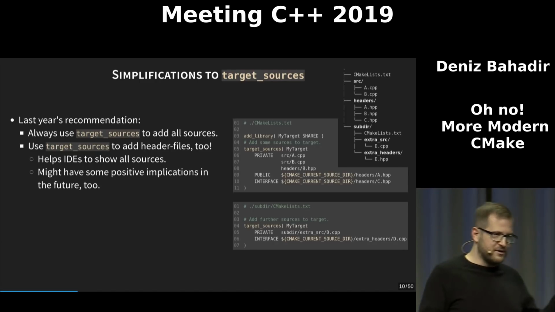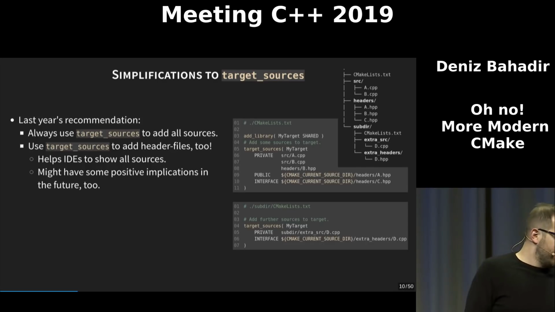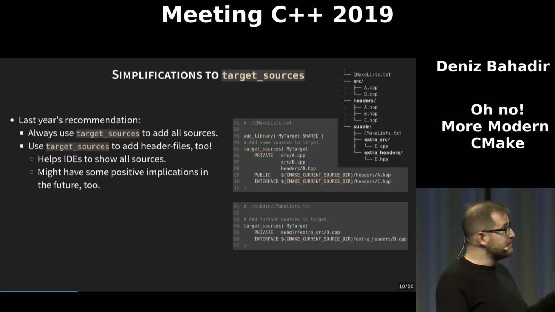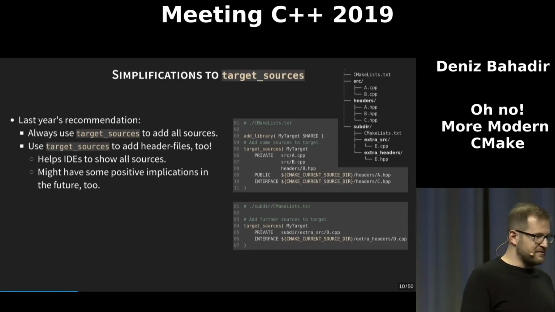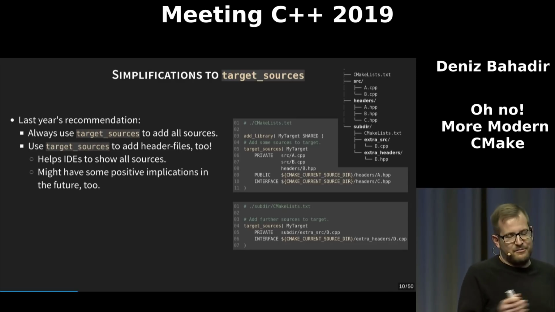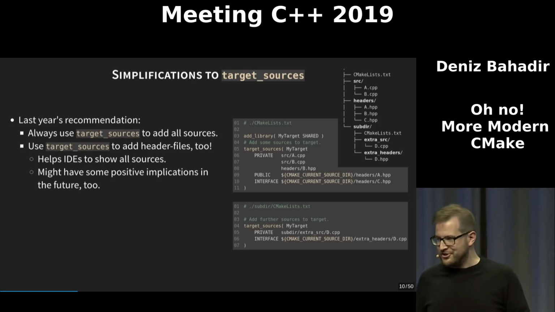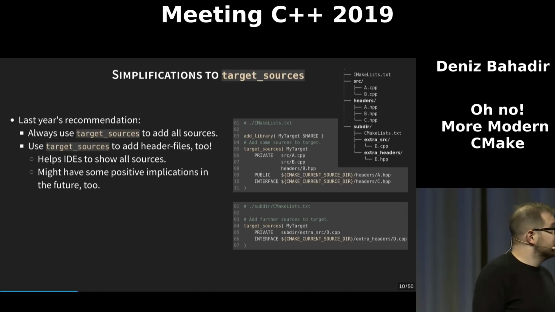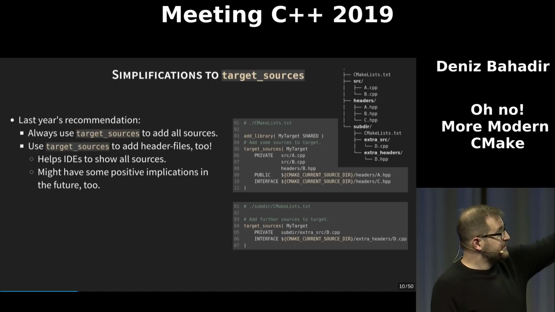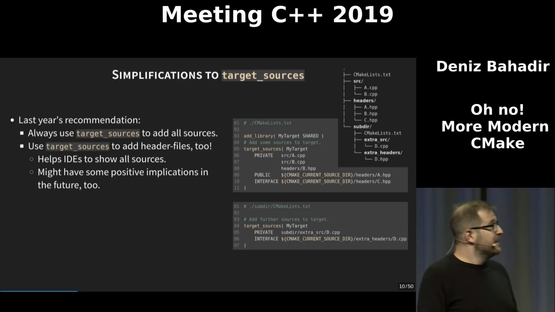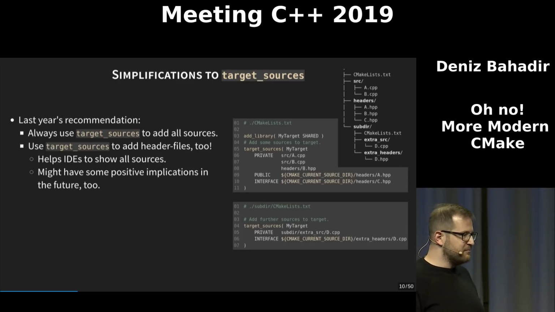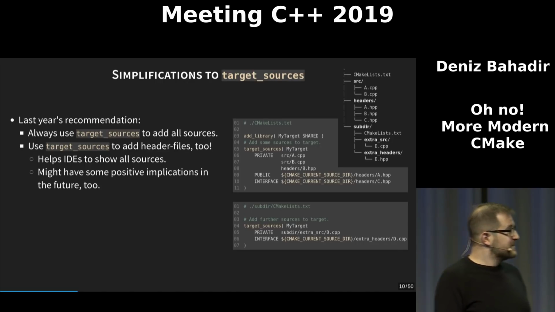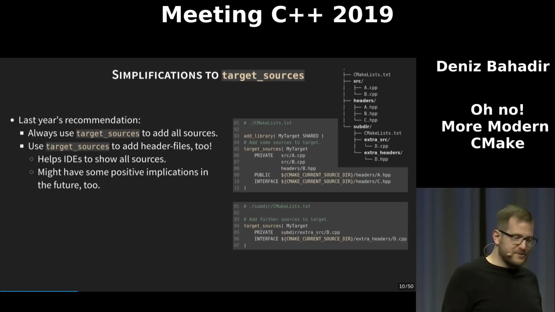If you don't put it in there, that wouldn't be done. And also maybe there might be some positive implications in the future if CMake changes and does something useful with that situation. And as we see here on the right-hand side, there's the directory structure I'm showing you for this example. There's the parent directory where I declare the target, and there's also a subdirectory where there are some probably conditional sources that I'm adding.